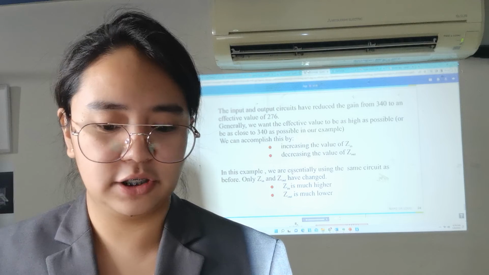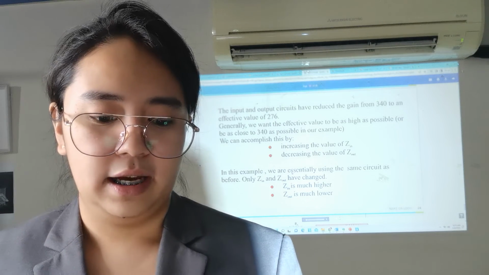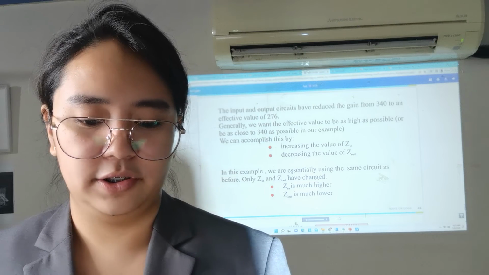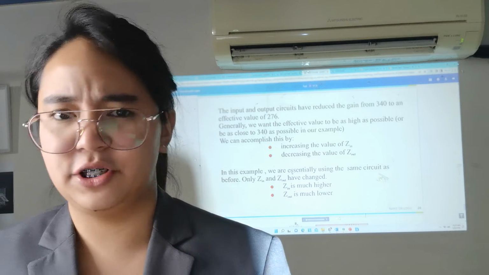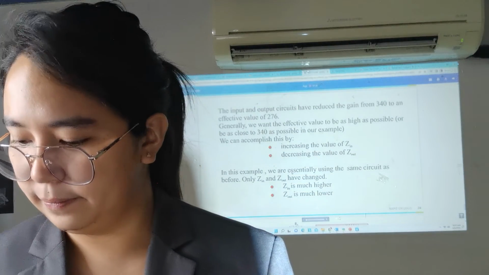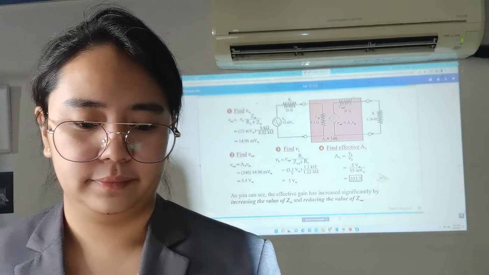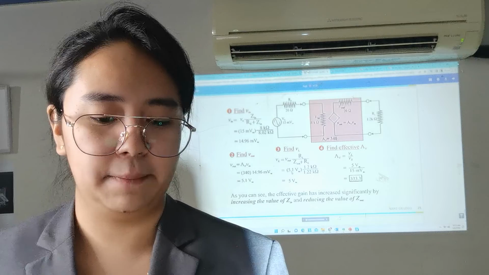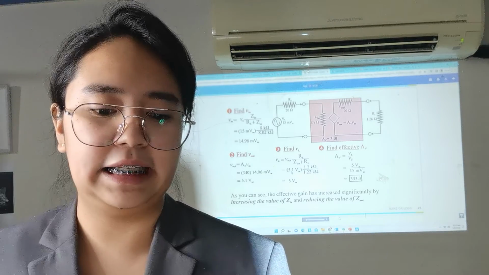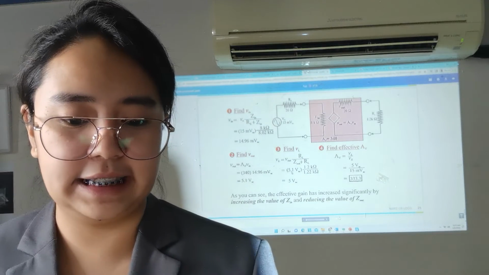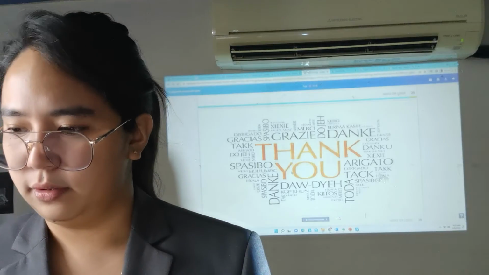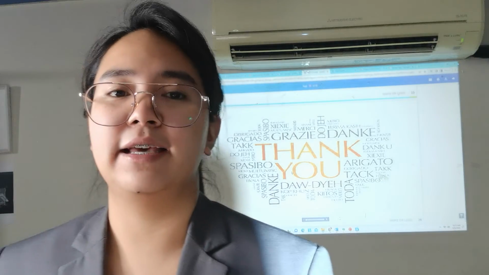We are essentially using the same circuit as before, only Zin and Zout have changed. Zin is much higher and Zout is much lower. As you can see, the effective gain has increased significantly by increasing the value of Zin and reducing the value of Zout. And that is all, thank you.